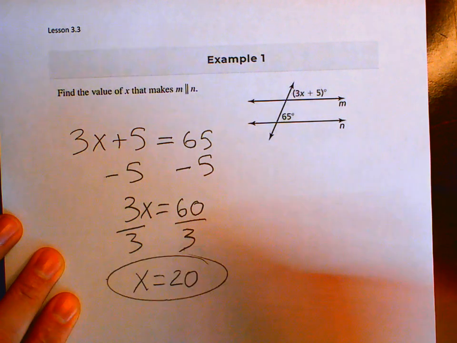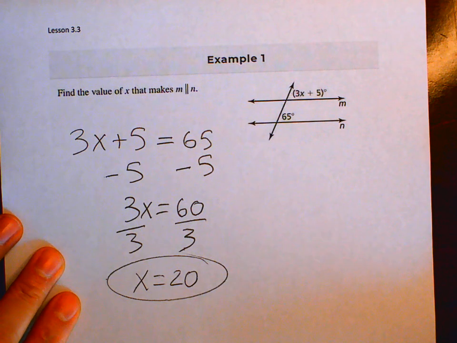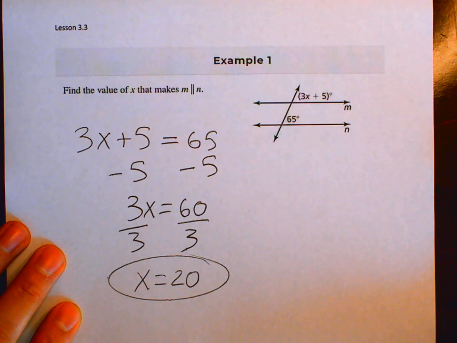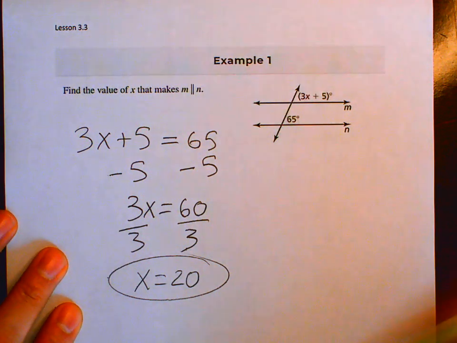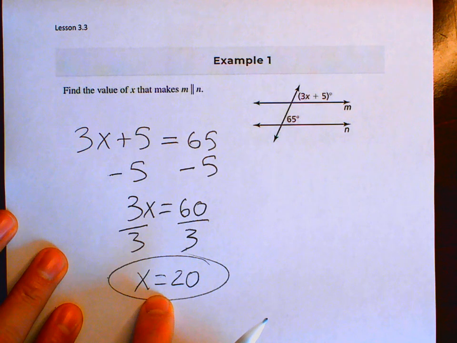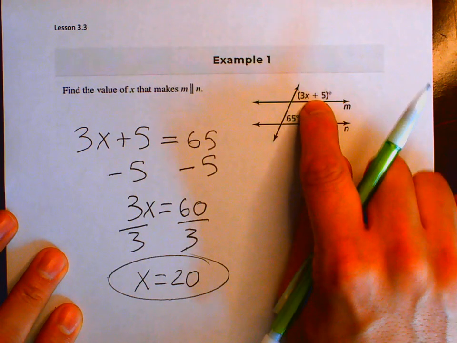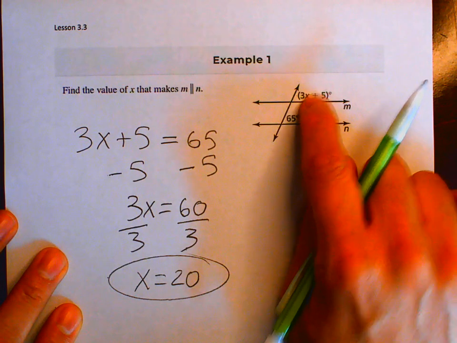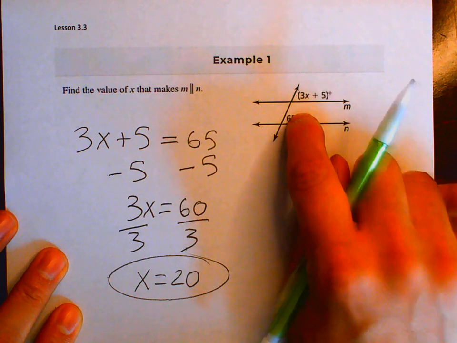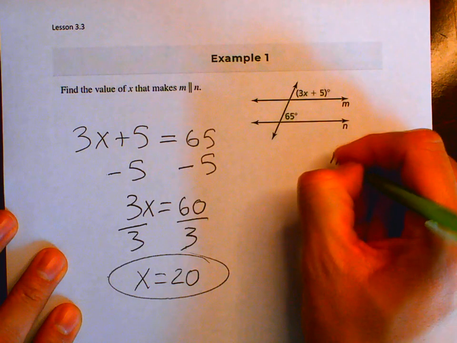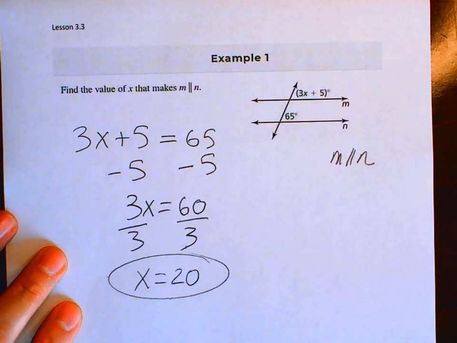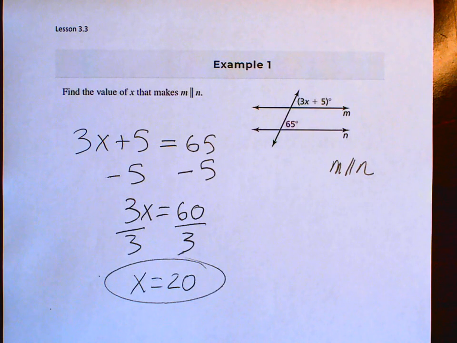Now, make sure you're paying attention to the question, because if they want you to go back and figure out the angle measurement, then you have to go back and plug it in. But in this case, they don't. So if x equals 20, that angle right there is going to be 65. And if both these two are congruent, that will imply that m is parallel to n. So that is example number 1.